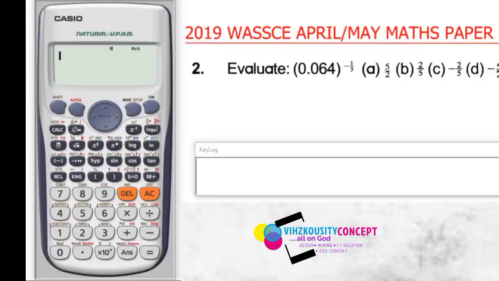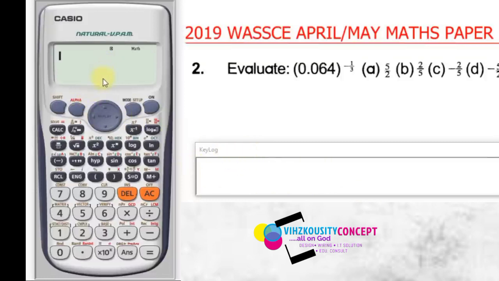So here in question number 2, we have a question on indices, and we are to evaluate 0.064 raised to the power minus 1 over 3. The keylog here will show all the things I'm going to be pressing on the calculator so you can easily follow along.